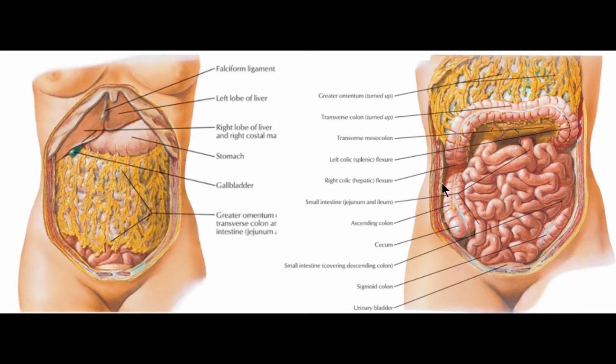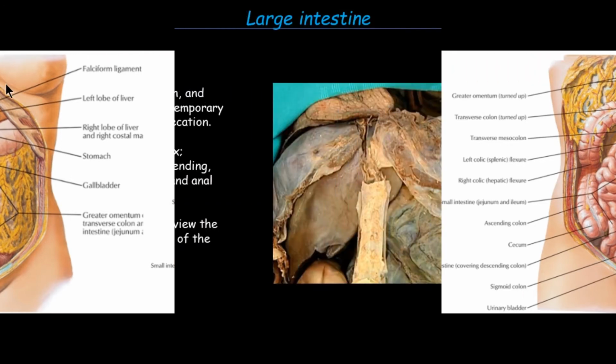Now, obviously you can see the small intestines over here. In the right lower quadrant, you can see the cecum and the ascending colon leading into the right colic flexure, and then continuing as the transverse colon. And you can also see the left colic flexure over here, which then transitions to become the descending colon on the left side. And we'll briefly talk about these different subparts of the large intestine in the next slide.